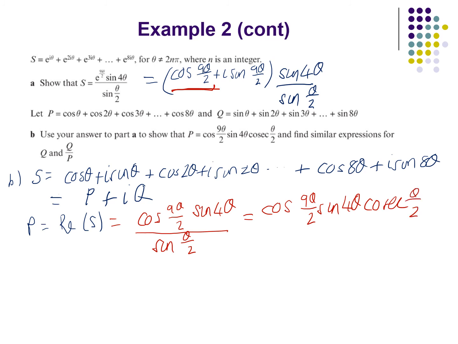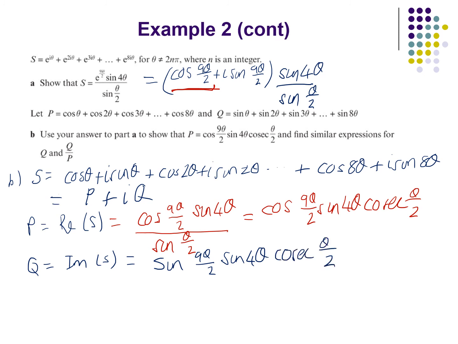Okay, in a similar way then, they want the expression for Q. Q is the imaginary part of S, because it's P plus iQ. So the imaginary part is going to be sine 9 theta over 2, sine 4 theta, cosec theta over 2.